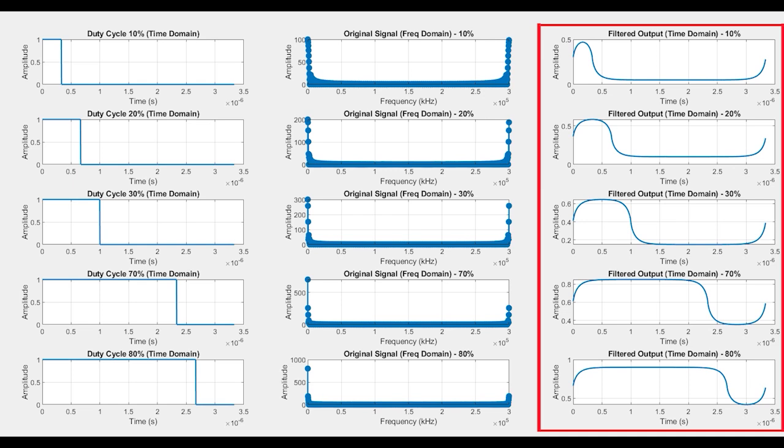The filtered signals in the time domain demonstrate how the low-pass filter smooths the square waves by attenuating the high-frequency harmonics, leaving a rounded waveform.